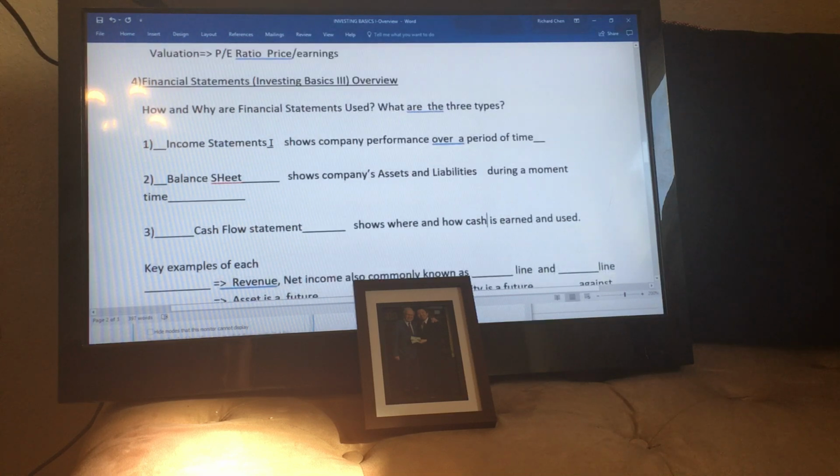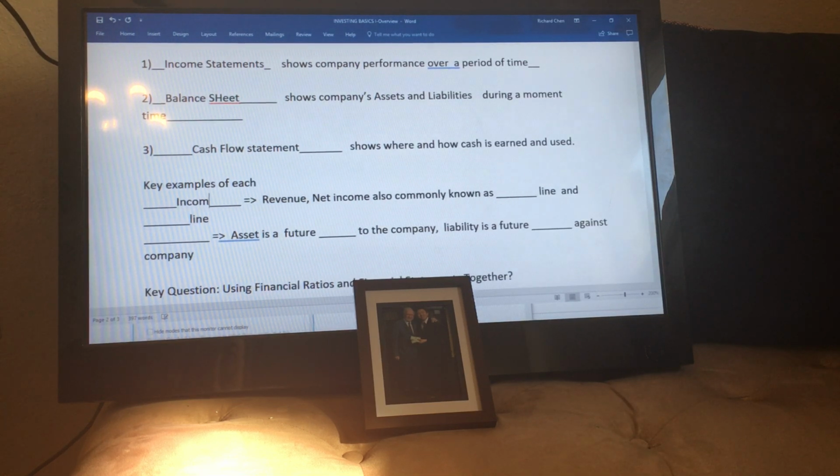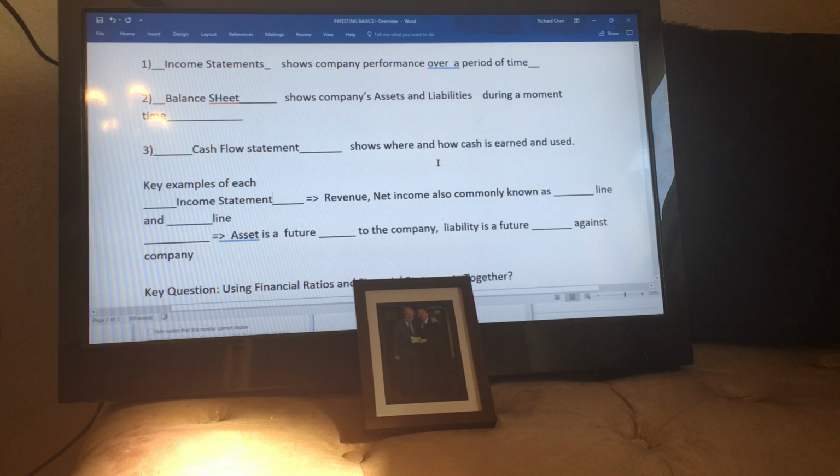So, key examples of each. Key examples of elements of income statements. A key element of the income statement is revenue and net income. Revenue is also known as sales, or, more colloquially, as the top line.